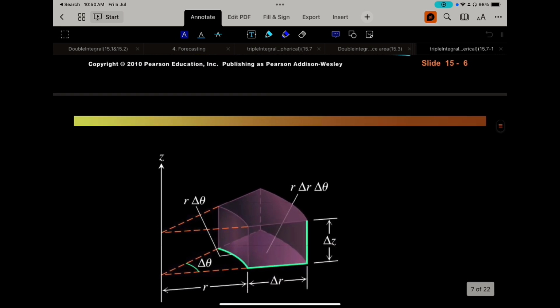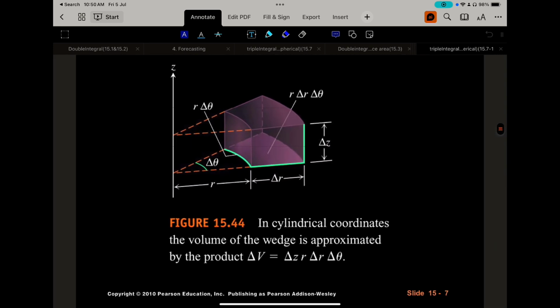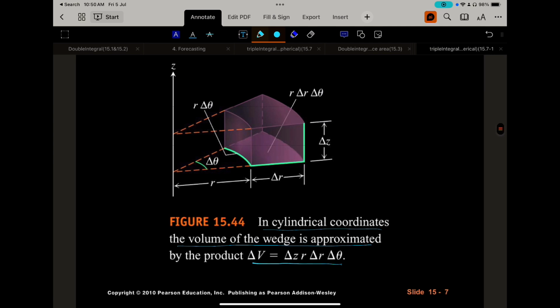And so now we can see this. Now this is also cylindrical coordinates. So if we let the volume of the wedge be approximated by delta z, r delta r delta theta. So in cylindrical coordinates, the volume of the wedge is approximated by the product delta V equals r delta z delta r delta theta, which is basically similar to our delta A in 2D, where we have r delta r delta theta. Just the difference is that we're going to add here delta z. That's basically the approximation of such a wedge that we have.